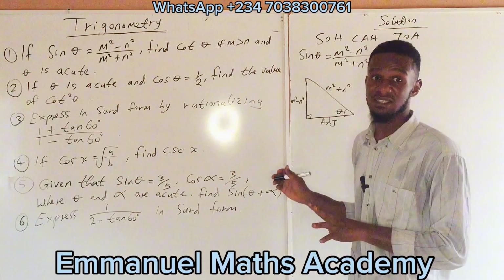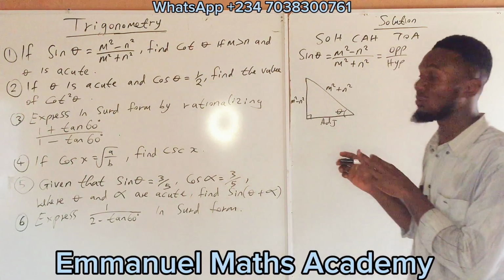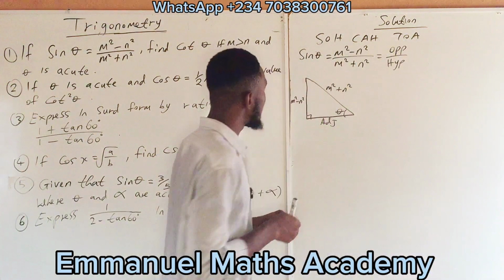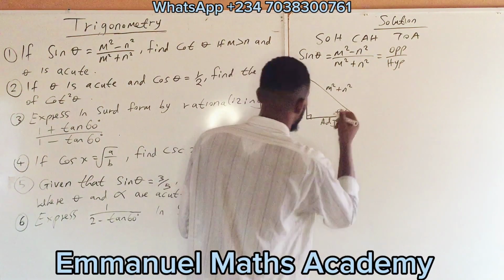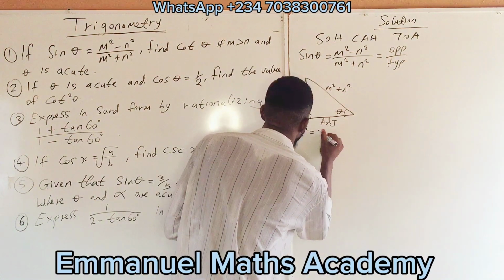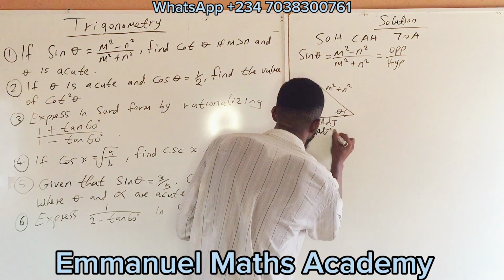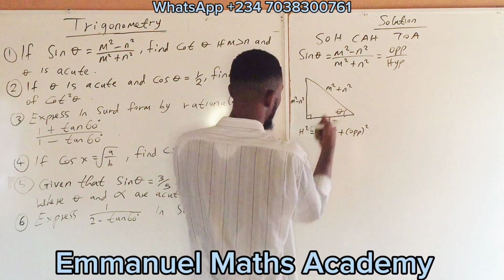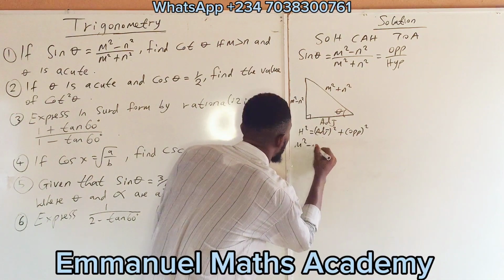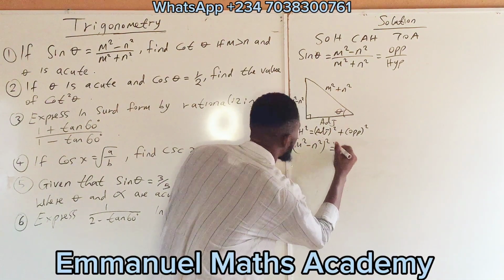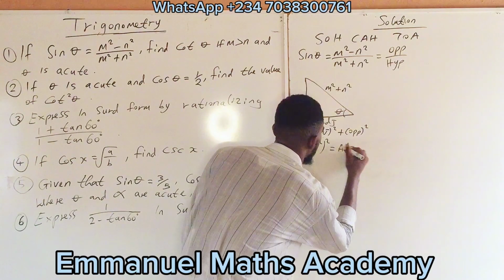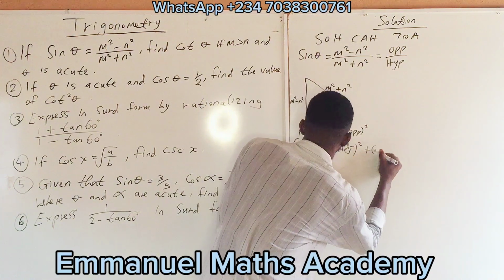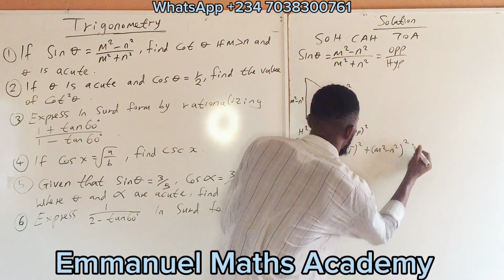Because our cos is what? 1 over tan theta. Cos theta is 1 over tan theta. Well, before we get to that, let's just solve this using Pythagoras theorem. From Pythagoras theorem, we have that hypotenuse square is equal to adjacent square plus opposite square. Then from this, we have that our hypotenuse, m square plus n square all power 2, equals adjacent square plus m square minus n square all power 2.